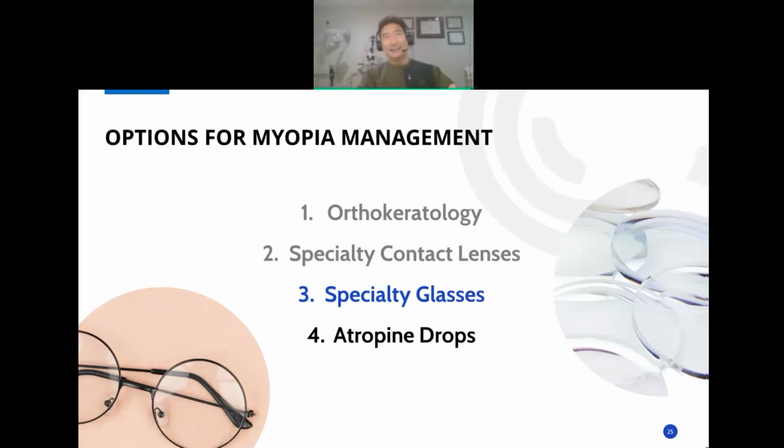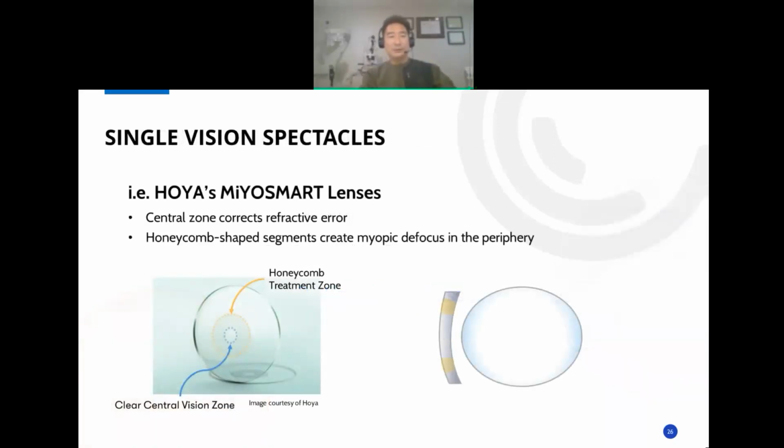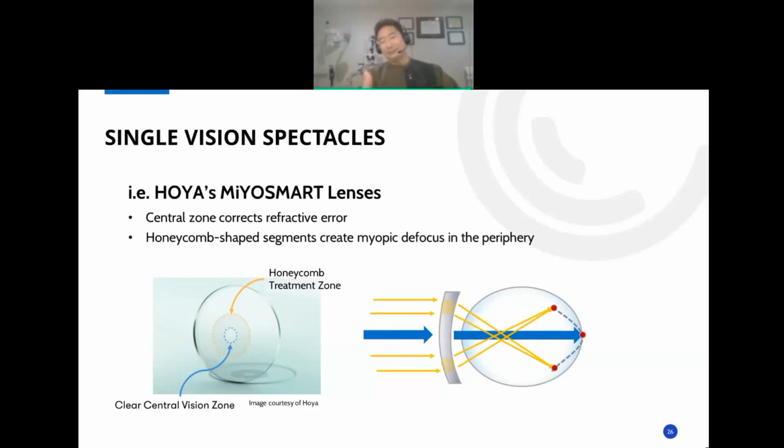I didn't get this technology until last year in July, so we're one of the first clinics in BC to get them. The one that I use a lot in my office is the Hoya MiyoSmart lens. The central zone corrects the refractive error, and then they have a honeycomb shape that causes myopic defocus. Again, it's always about that whole myopic defocus theory that we want to create. This lens was developed at Hong Kong Polytechnic University, and it's been used in Asia for about 2 or 3 years, and we didn't get it until last year. It's working actually pretty well. I'm happy with the lens, but it's sometimes really hard to show patients those honeycombs.